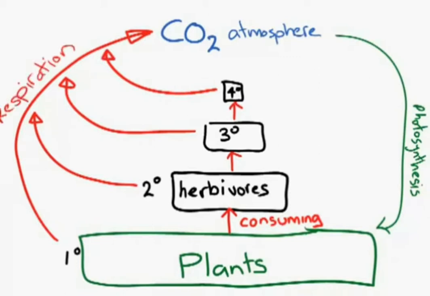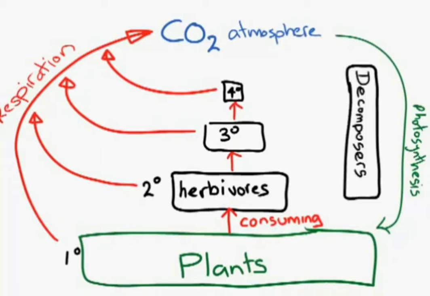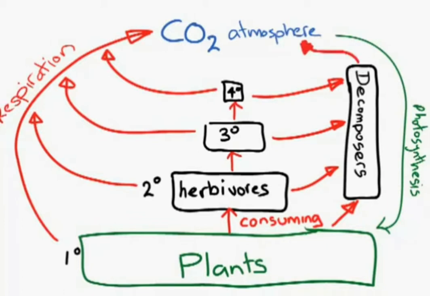We're missing one important group here to finish this off, and that would be our decomposers. As plants die, they're broken down by decomposers. Herbivores die, broken down by decomposers, same here and same here. And decomposers, of course, are all respiring, leading to carbon dioxide in the atmosphere. Now we need a label for these arrows. Not living things that are eaten, so I'm going to call this death and decay. Bit morbid, but that's really what decomposers deal in.